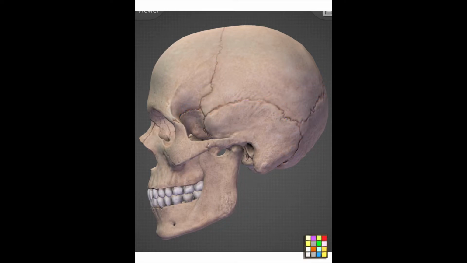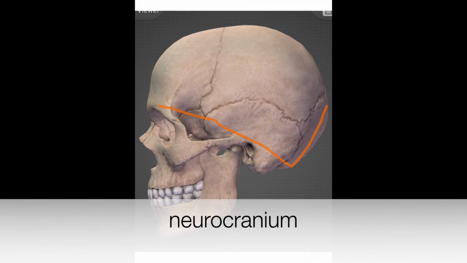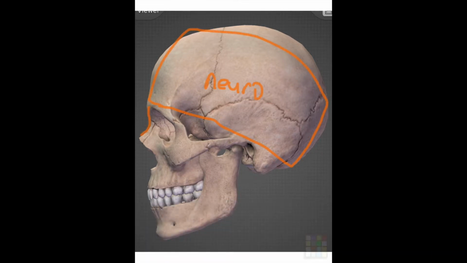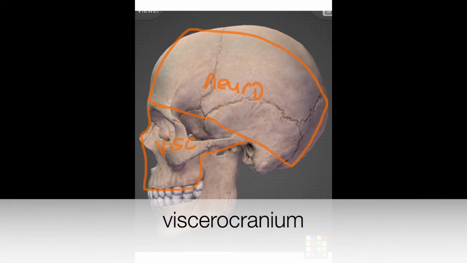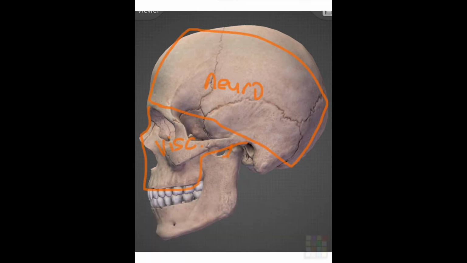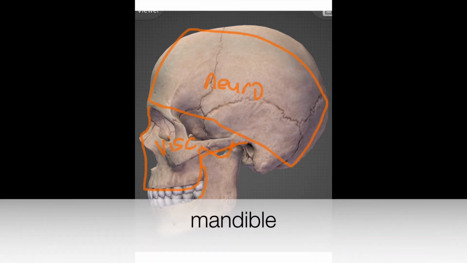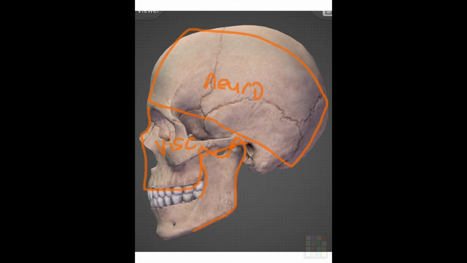The skull bones are divided into two groups, those that contain the brain, which is the neurocranium or brain box if you like, then the bones that are related to the face, or that the face kind of hangs off, which is the viscerocranium. The mandible is a separate bone joined to the skull bones at the synovial temporomandibular joint here, but it's generally discussed with the skull bones, and that's what we'll do.